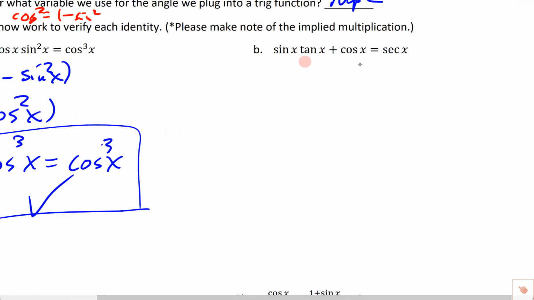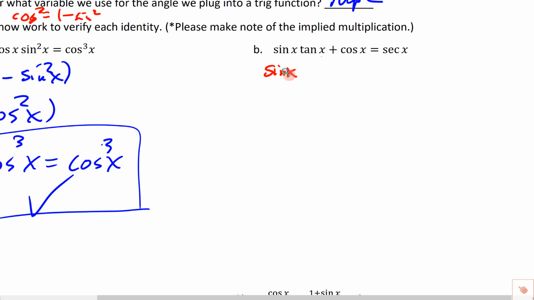Okay, I want you to take a look at this one. Implied multiplication here. Sine x times tangent x plus cosine of x equals secant x. Well, you've got your paper. That's what your paper's for. Take a look at that sheet. This is one of those where writing everything in terms of sines and cosines is good.